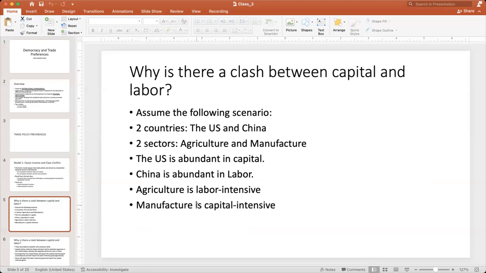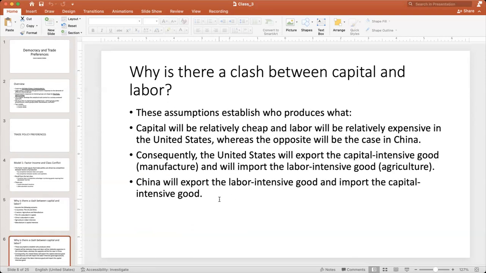However, manufacture is capital intensive. Of course, to produce manufactures we need labor. However, we need more intermediary goods and technology to produce these types of goods. So we need more capital. So we are going to link the factor production intensity to the abundant factor of the country to better explain the ideas of specialization and the possible strategy of protectionism.